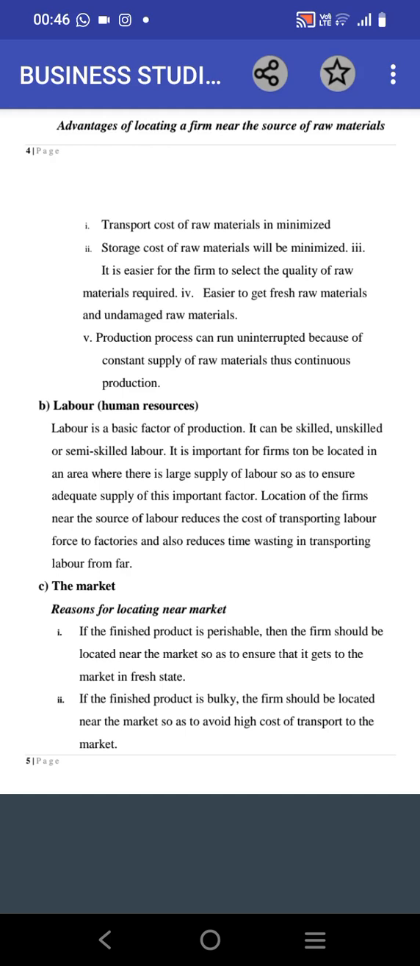If you want to locate your farm near these rural areas, you will not be able to get skilled labor, those educated people.